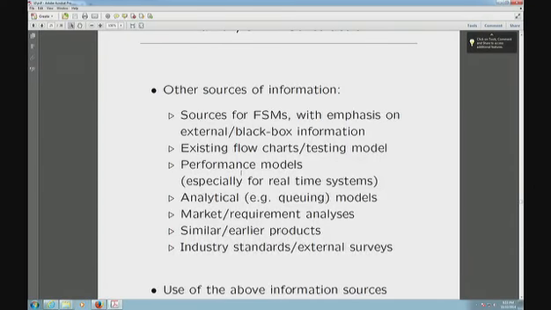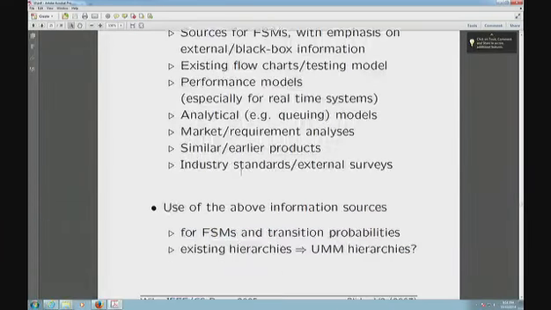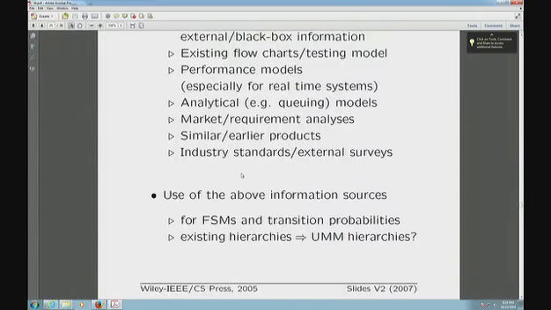Okay, so you can reuse a lot of those performance models, system models, operating, all kinds of things. And then you can use some of the analytical models, queuing models as well. You can look at the market requirement analysis and so on. But essentially, it's a kind of a black box with more focus not only on the user's usage, but also the quantification of their usage. Okay, and then you can use this one to get the finite state machines and then transition probabilities.